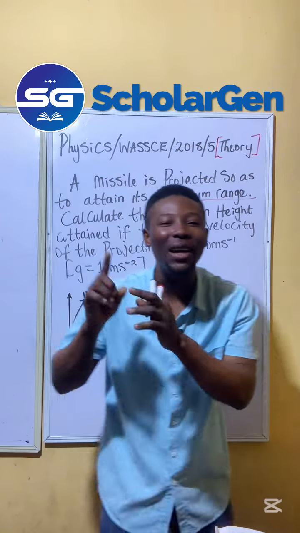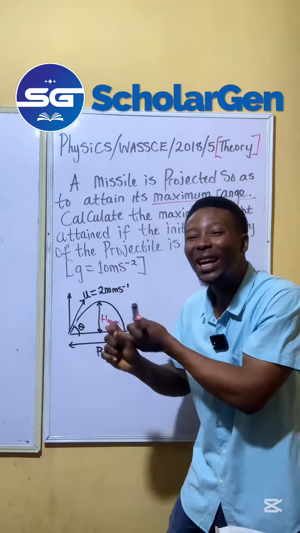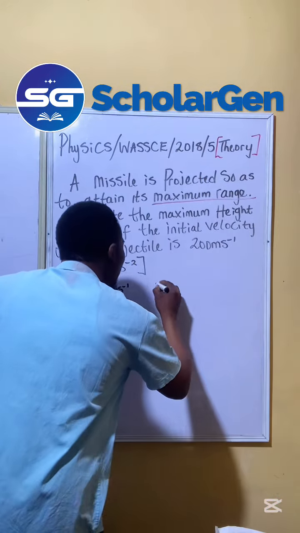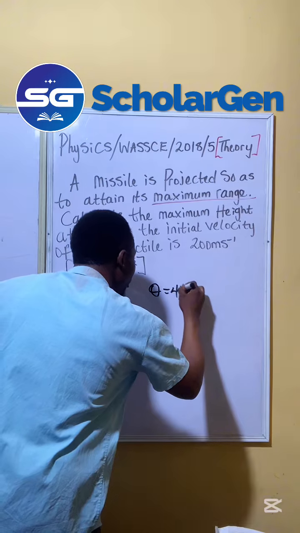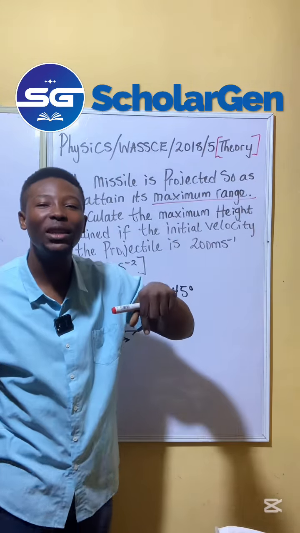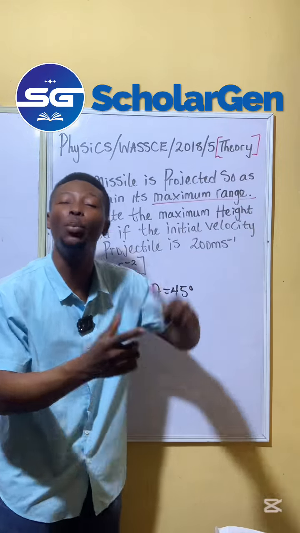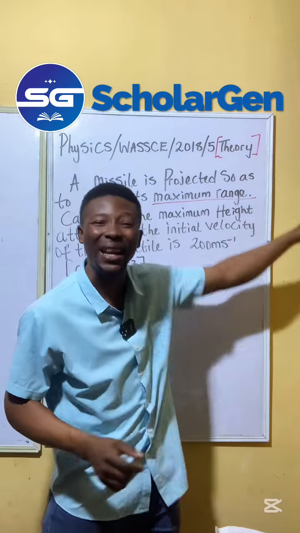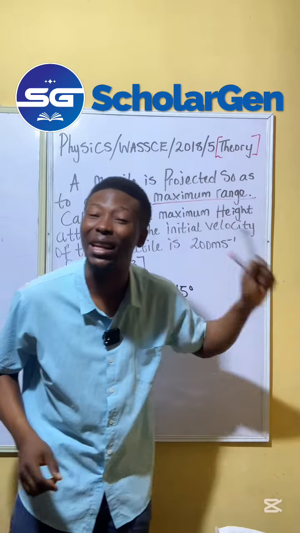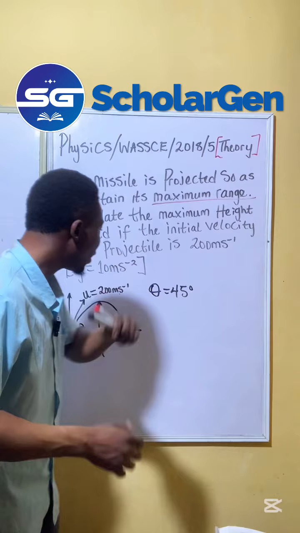To obtain maximum range in projectile, we know that we should project at an angle of 45 degrees. We are not told in the question, but we know in projectile that if you want to project anything so it can go the farthest distance, you project it at an angle of 45 degrees. So now let's continue.